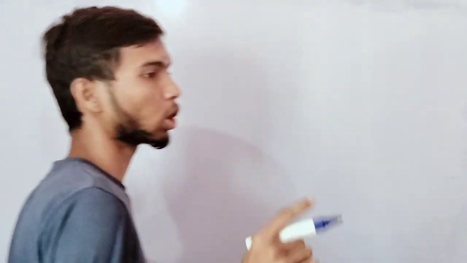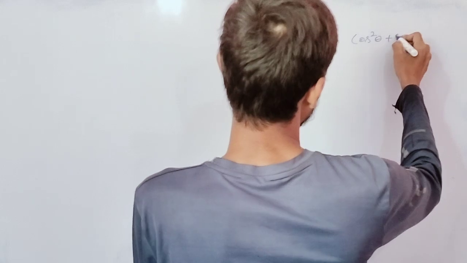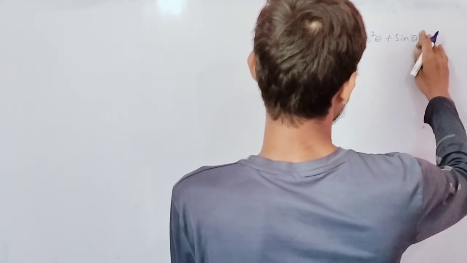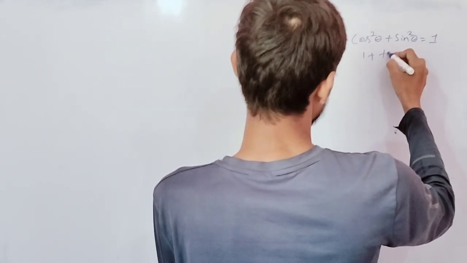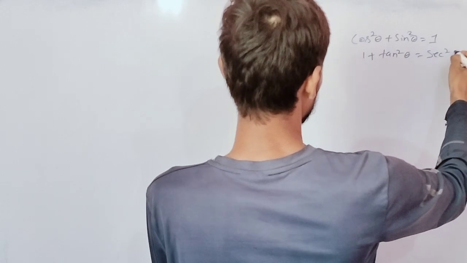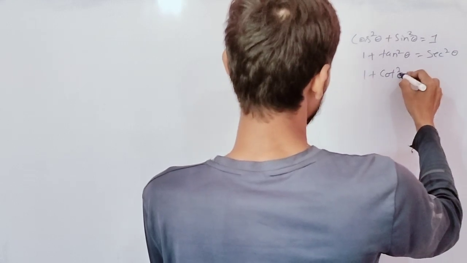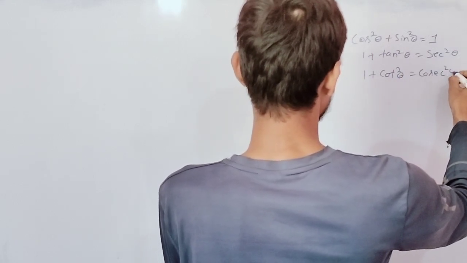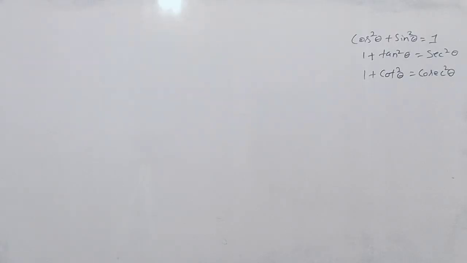Now next thing, remember trigonometric identities. Remember, okay? Here cos square theta plus sin square theta will give you 1. 1 plus tan square theta will give you sec square theta. 1 plus cot square theta will give you cosec square theta. These are trigonometric identities. By applying this, we can save our time.